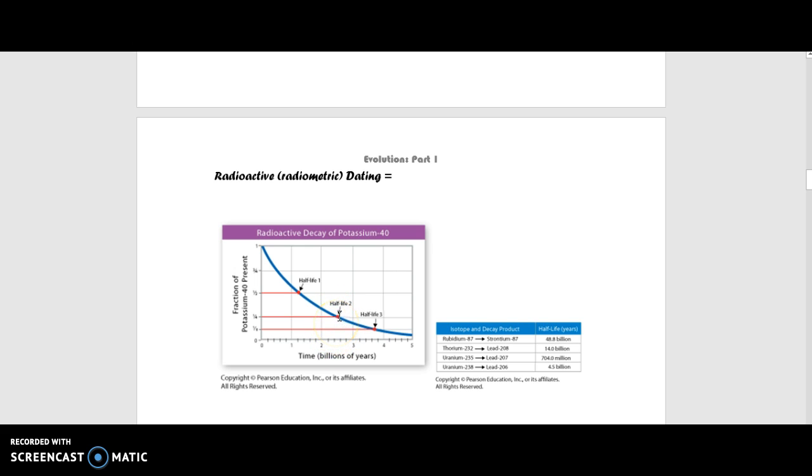And then for it to cut down again, so we're down to 1/8, that's going to take another 1.1 billion years. And this is an approximation. You can see it's not exactly on this line, so it must be a little bit more than 1.1 billion. But there are different half-lives for different radioactive isotopes. So these are some common ones.